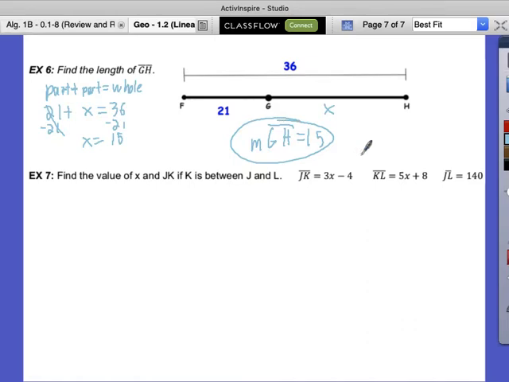How is that bigger than the 21? I know, right? So here's the thing. ACT and other standardized tests will do this stuff all the time, where this GH looks way bigger than FG, right? But somehow this is 6 less, because this is 15 and this is 21.